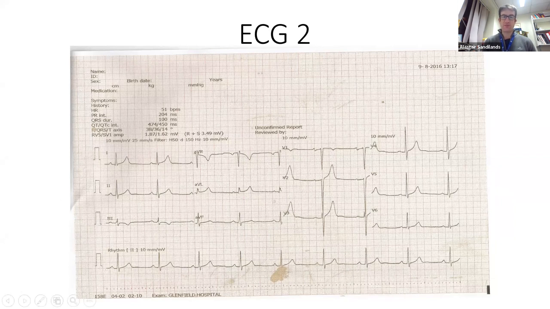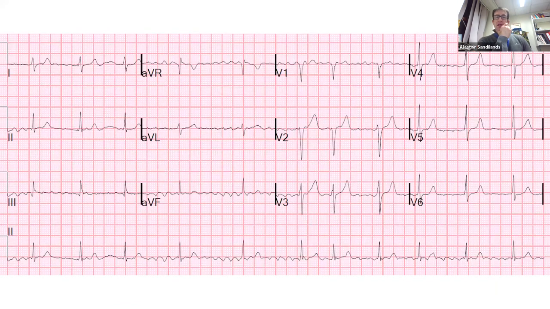Was there one more? Yeah, a question in the chat: where should the R transition be? V3 is normal. But in that example I just showed you, it was between V3 and V4, which again would be normal because V4 was very positive. You're welcome.